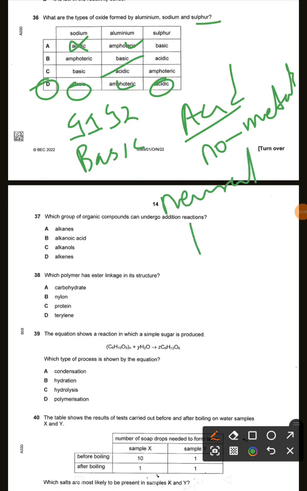Then we have neutral oxides. Neutral oxides are things like H2O and CO. And then lastly, we have amphoteric. Amphoteric are those that behave somewhat like bases, and at the same time, depending on the situation, they will also behave like acids. Those are aluminum and zinc, as well as others, but for our syllabus we cover aluminum oxide and zinc oxide.